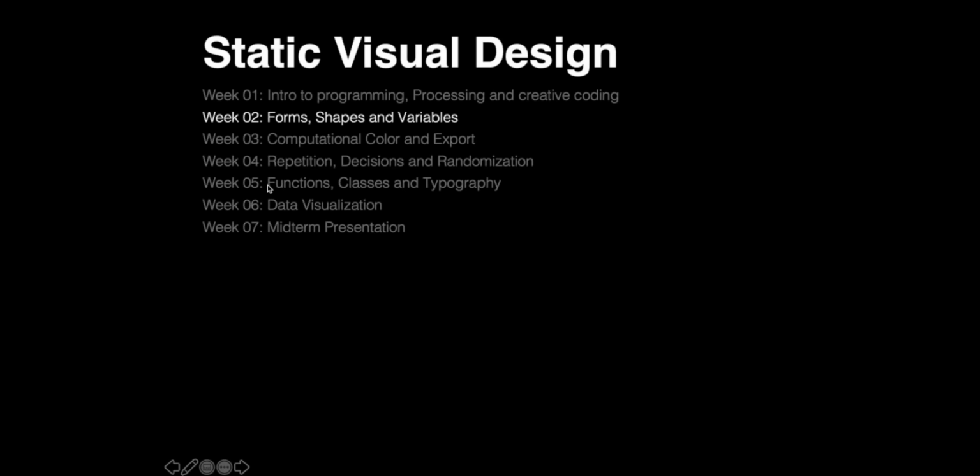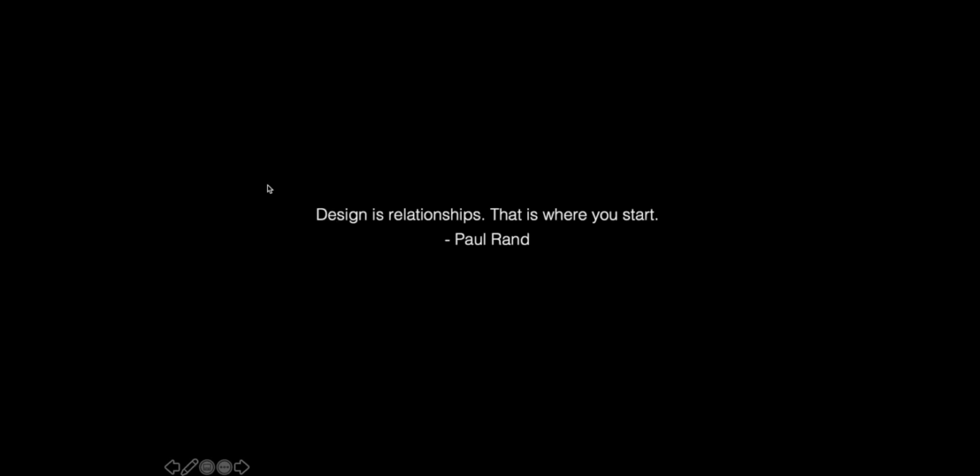Hey guys, so today we are going to be focusing on forms, shapes, and variables when it comes to creative coding. I like to start with this quote by Paul Rand: design is relationships, that is where you start. So basically design is all about all these different shapes and objects that are working together on some sort of layout or canvas to create some sort of visual representation of what you're trying to achieve.